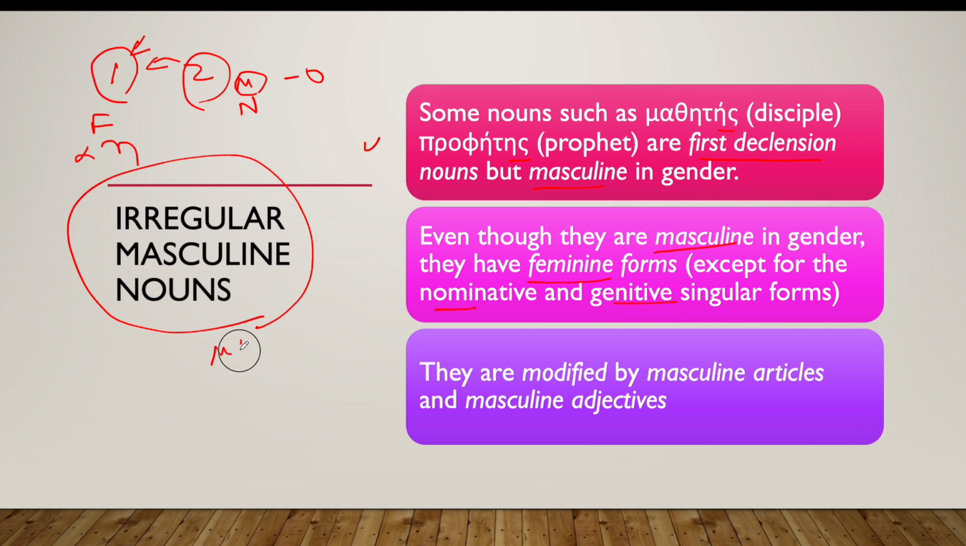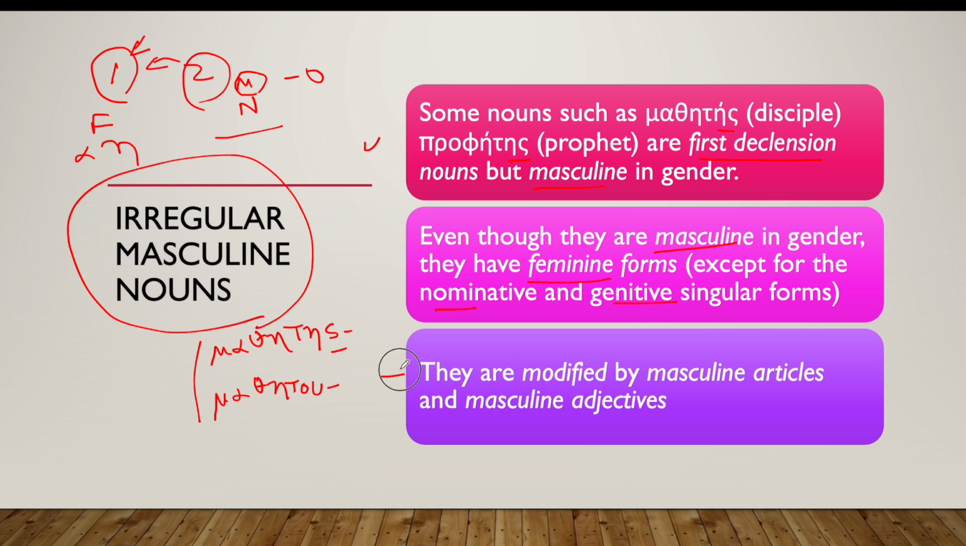So, for instance, mathetes has that sigma on the end, which was the indicator of second declension, and its genitive singular form is mathetu. So it goes to more of a second declension ending in its nominative and genitive forms, but everywhere else it's like this first declension pattern.